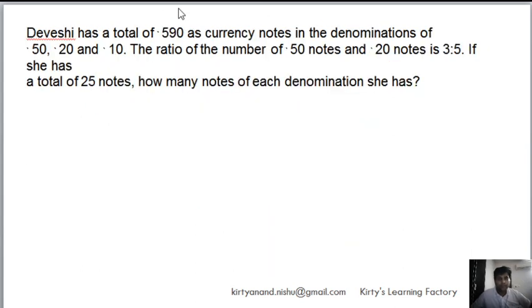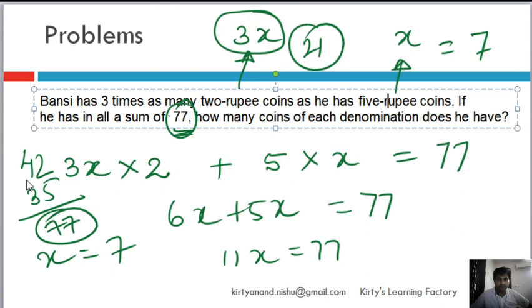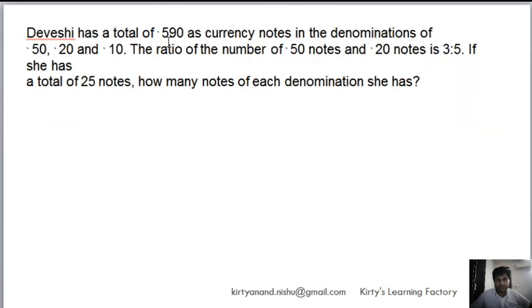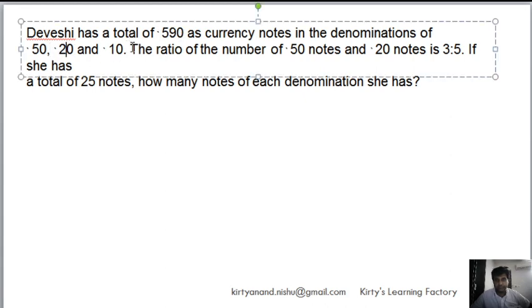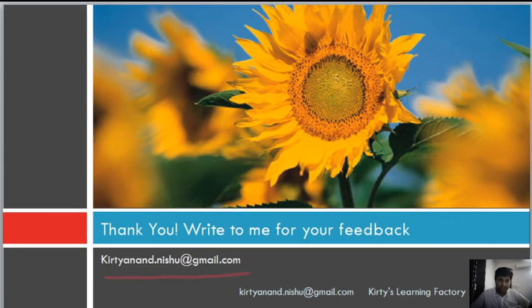Moving on. Similar kind of a question. Once again, instead of two types of coins, 2 rupee coins and 5 rupee coins, what is given here is that somebody has 590 rupees and notes of 50 rupees, 20 rupees and 10 rupees, and the ratio of the number of notes of 50 rupees and 20 rupees is given. So once again you will say 3x number of 50 rupee notes, 5x number of 20 rupee notes, and the remainder notes will be 10 rupee notes, and then just add everything and put it equal to 590. You will get the answer. So that will be all in the first part of linear equations.